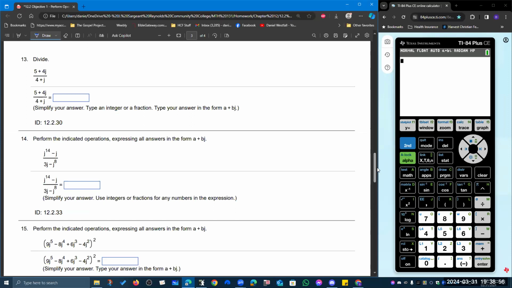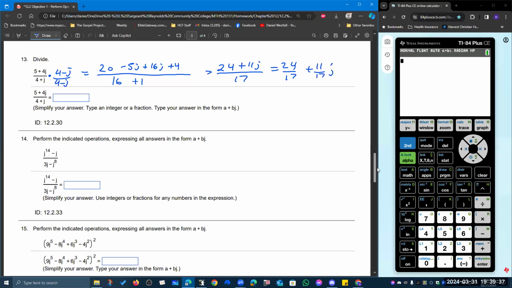Now we're going to divide and multiply by 4 minus j over 4 minus j, and give me 20 minus 5j plus 16j, and then minus a negative 4, minus 4j squared is the same as plus 4. 4 times 4 is 16. Minus 4j plus 4j is 0. Minus j squared is the same thing as plus 1. So we have 24 plus 11j over 17 makes this 24 over 17 plus 11 over 17j.